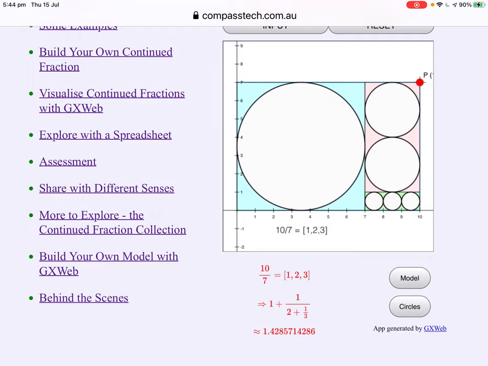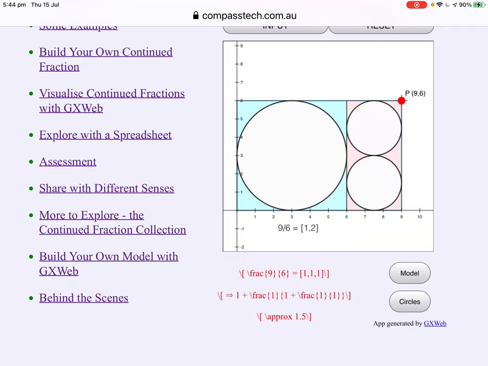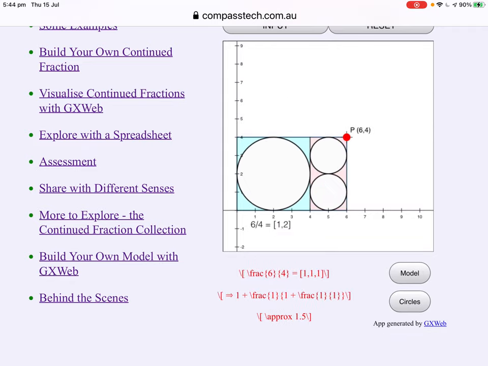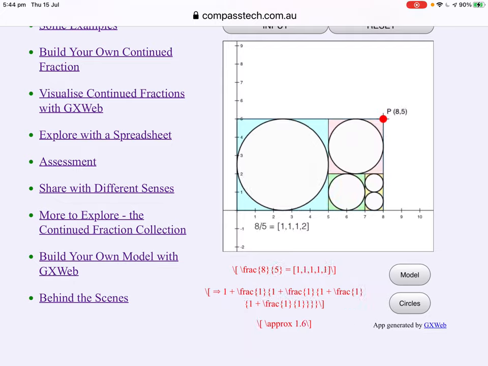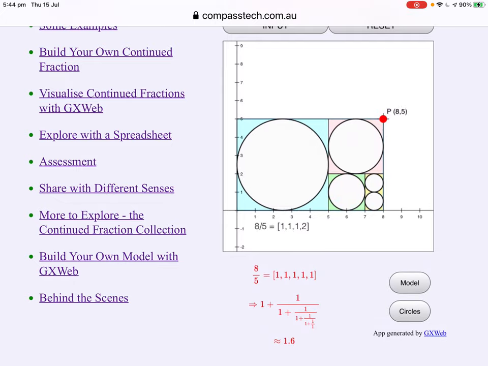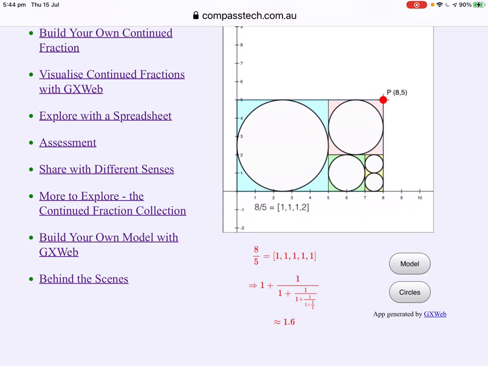Adding circles helps to see what's going on here. So this number, we can see 1, 2, and 3. If I move P around, the continued fraction changes. 8 over 5 becomes a series of 1s.